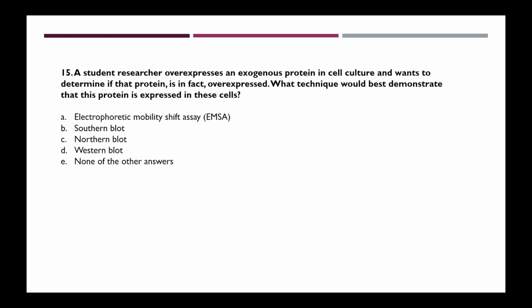Next. Suppose you have overexpressed an exogenous protein in a cell, and you want to determine if that protein is in fact overexpressed or not. What would be the best technique for you to use out of these listed here?